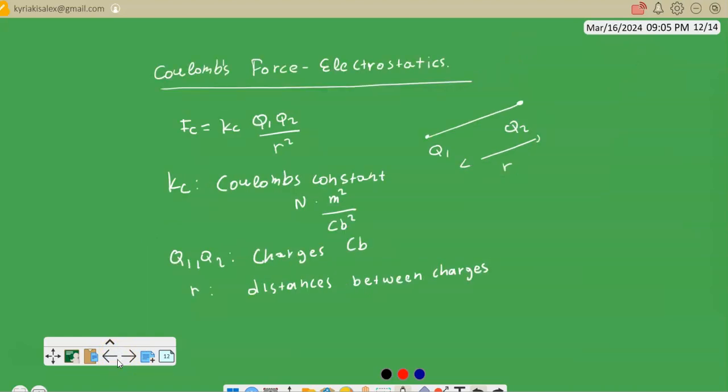Coulomb's force is a very important phenomenon in electrostatics, and I suggest that you have a look at the sources available on the net, because you can find many interesting things there.